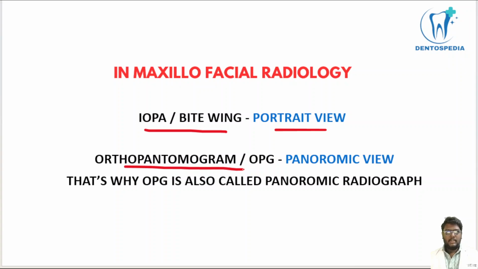We can get all the information related to the inferior alveolar canal, and also information regarding the maxillary sinus. So we will get all the information in a single image. That's why panoramic view is compared with orthopantomogram in our oral radiology. So that's the main difference between the portrait view and panoramic view, and why we are comparing these views with our radiographs.